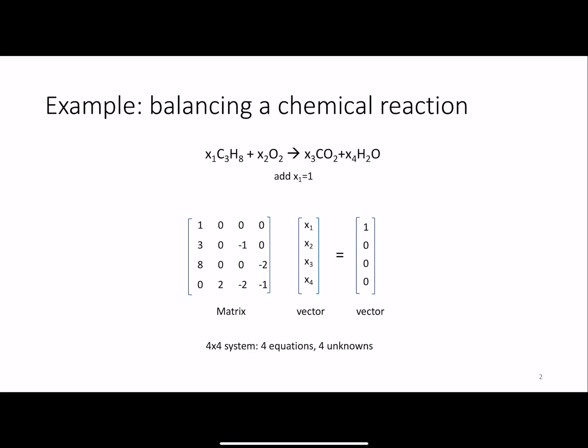We saw how this could be turned into a system of linear equations, and then we saw how to represent a system of linear equations as a matrix times a vector equaling another vector. And today we're going to talk about these matrices and vectors in more detail.